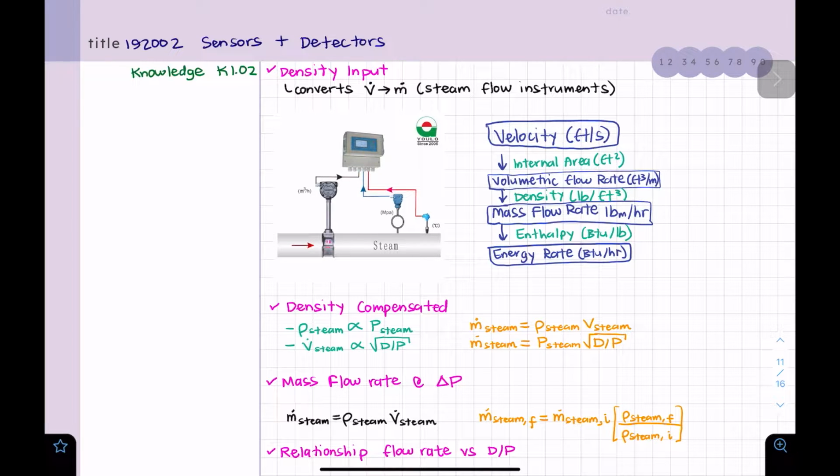So today we are actually moving on into sensors and detectors. That is gonna be the subject 182.002. We are done with valves, and we're gonna start right on to knowledge K1.02.